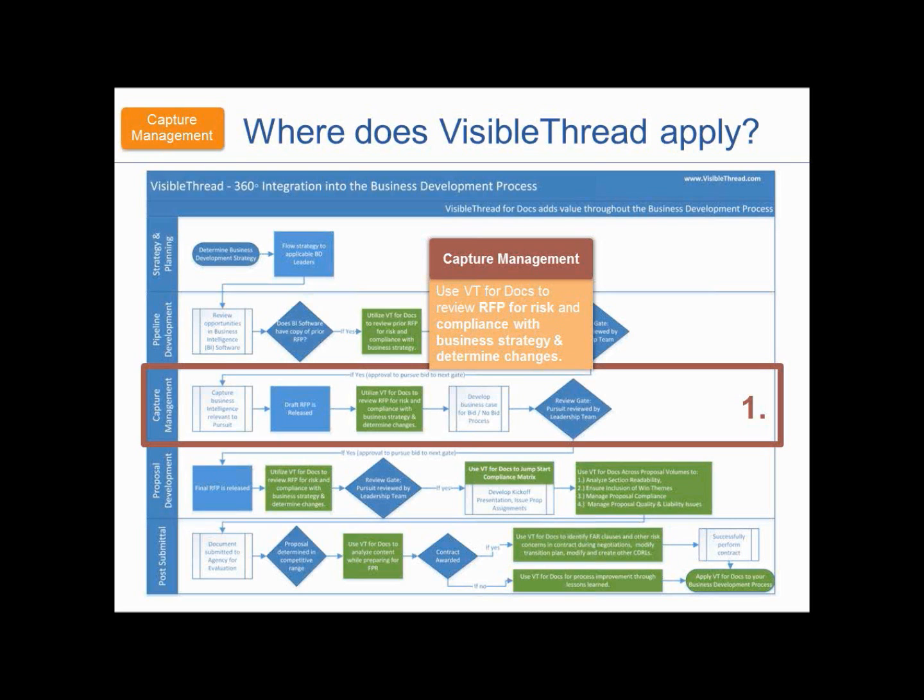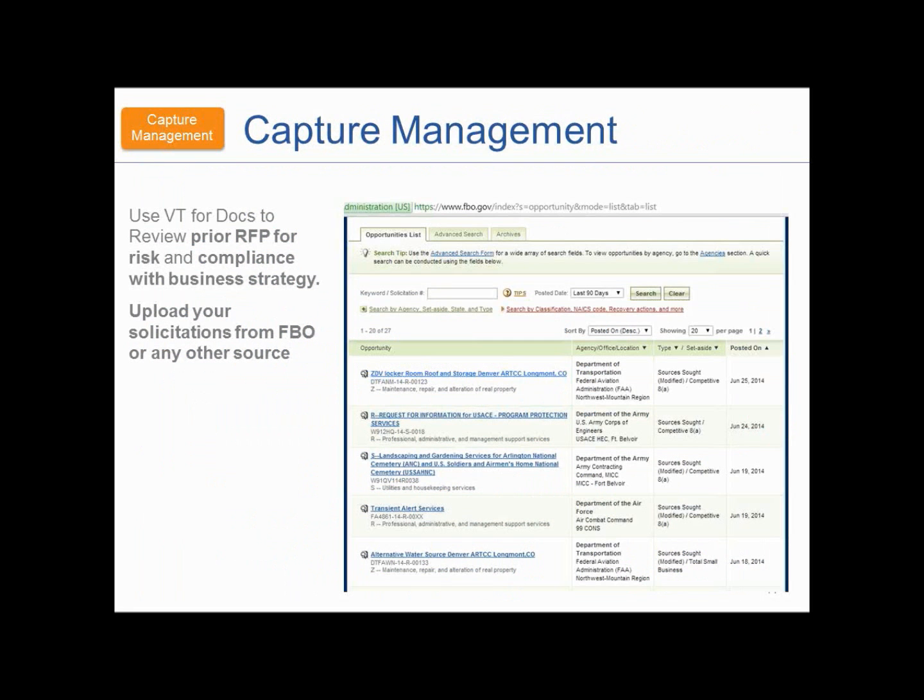So this is basically just showing you from a process standpoint, and the green boxes are those areas where VisibleThread has a part to play. I'll just focus on extended discovery today. I'll not focus on readability. I'll not focus on specific dictionary customization. So what would you do today to support that capture management aspect?